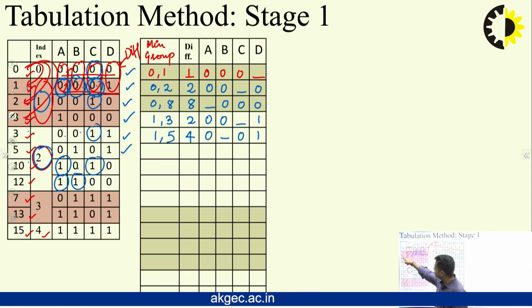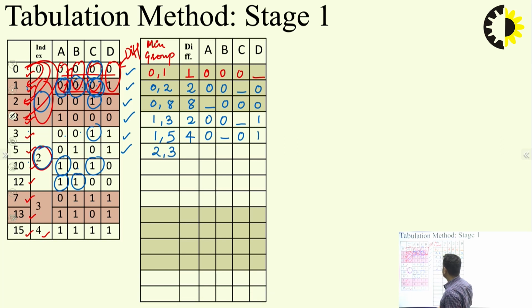Similarly, picking the next term, that means 2 from index 1, and comparing 2 with 3, 5, 10 and 12 from the next higher index. So 2, 3 we can check that 2, 3 is getting formed. It is 0 0 1 dash, 0 0 1 dash, and the difference is 1. Similarly 2, 5, it is not getting formed because it is differing in more than 1 bit.